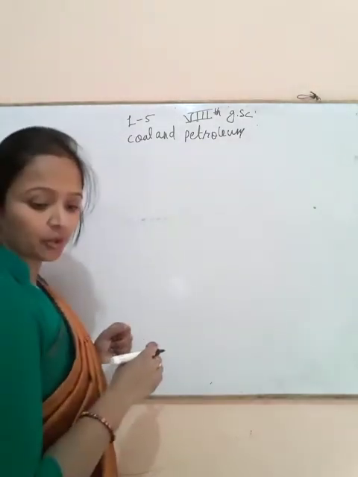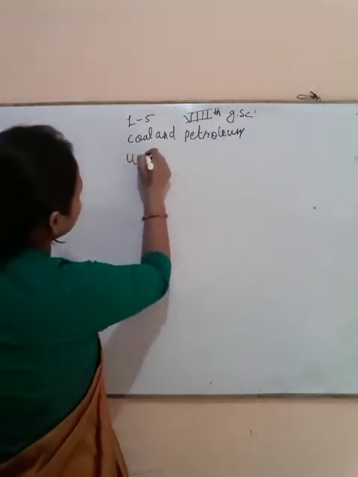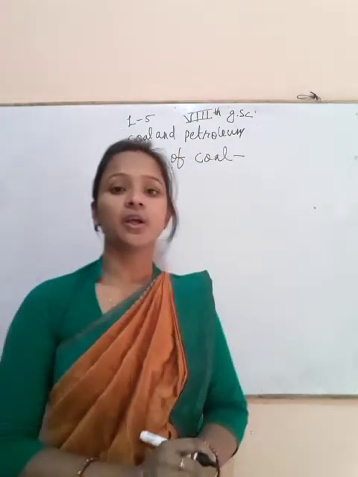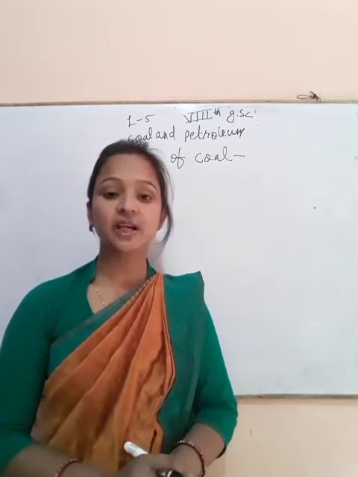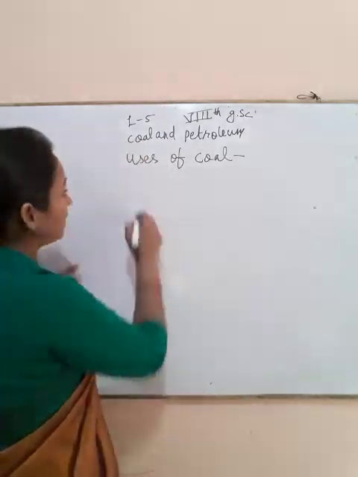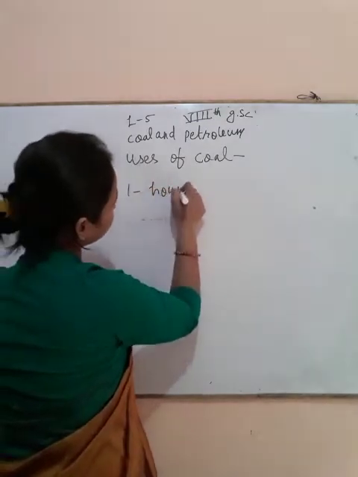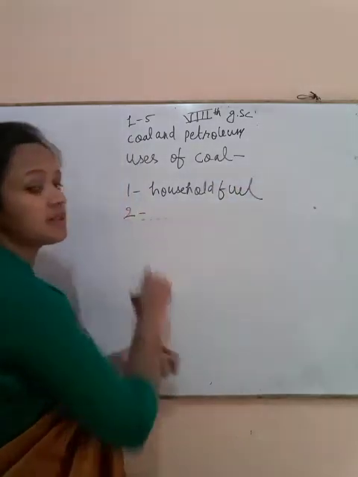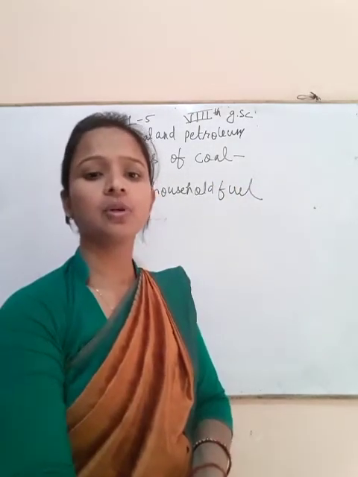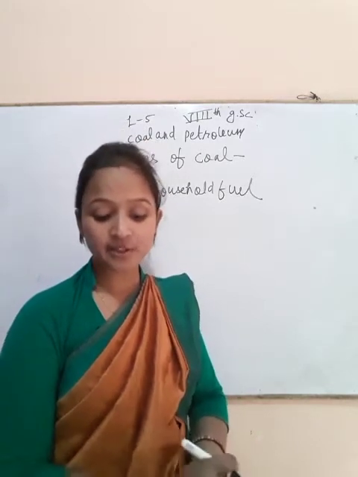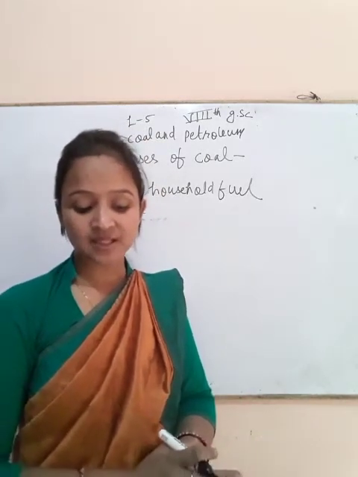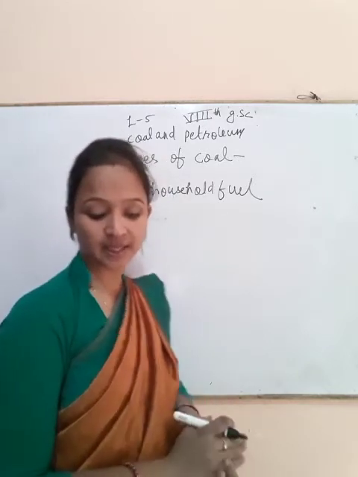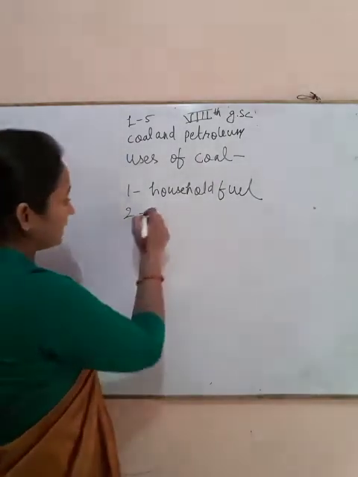Coal and petroleum. Now today I will tell the uses of coal. First, it is used as household fuel. And it is used in the extraction of metals such as iron, copper, tin and zinc. It is an excellent reducing agent. The second use is the extraction of metals.